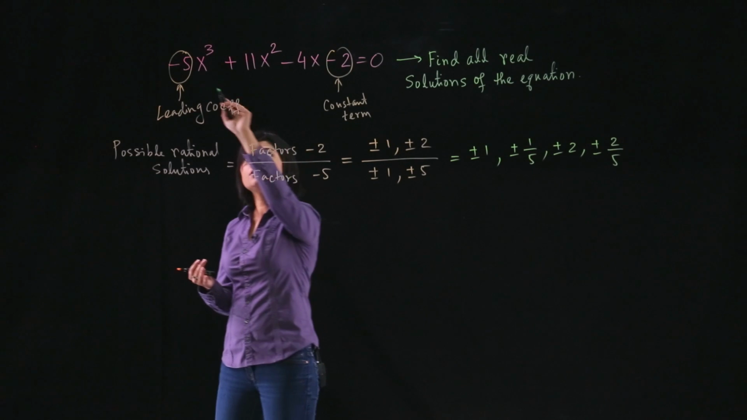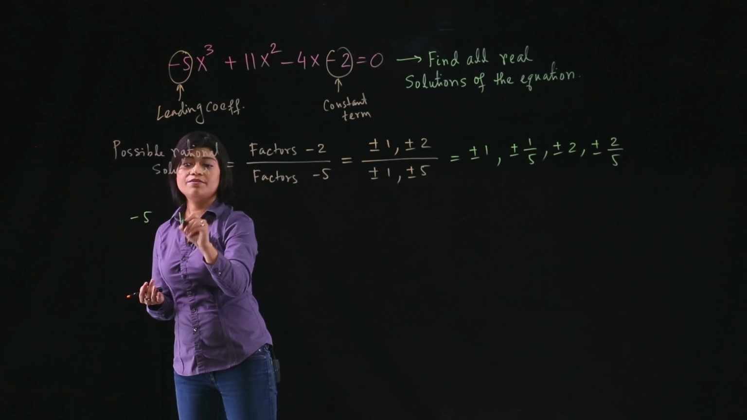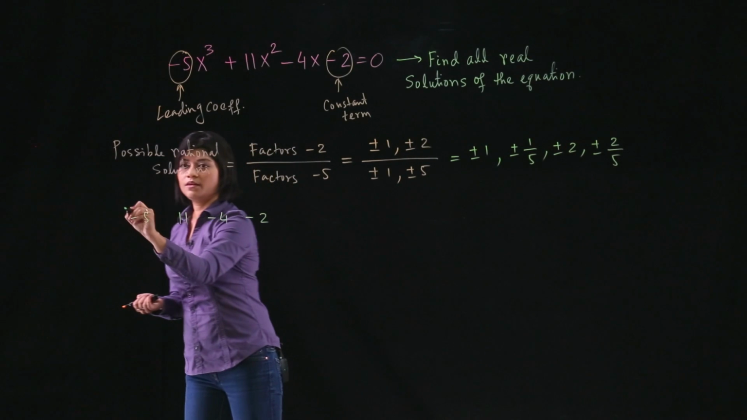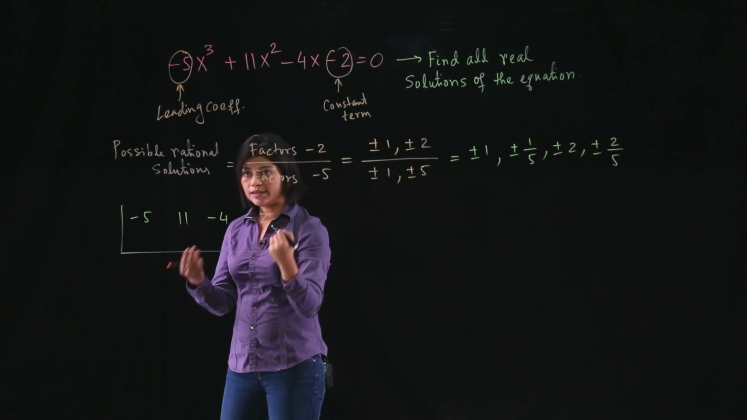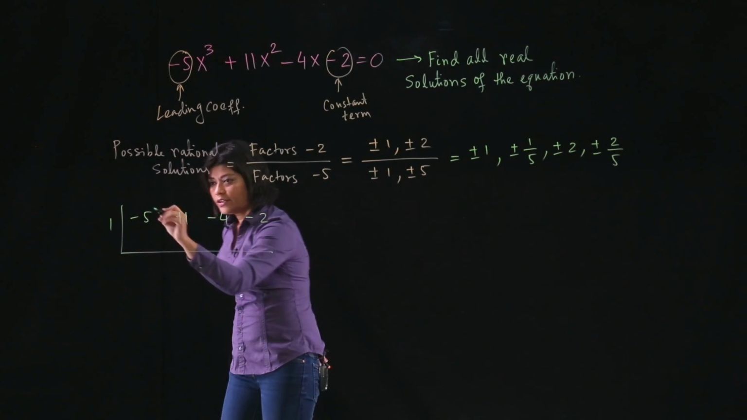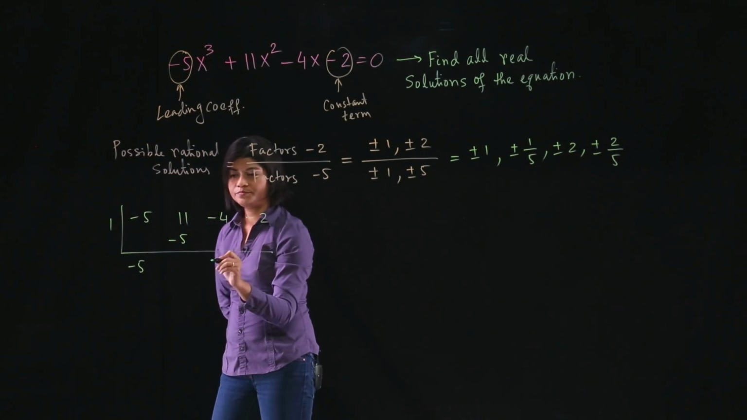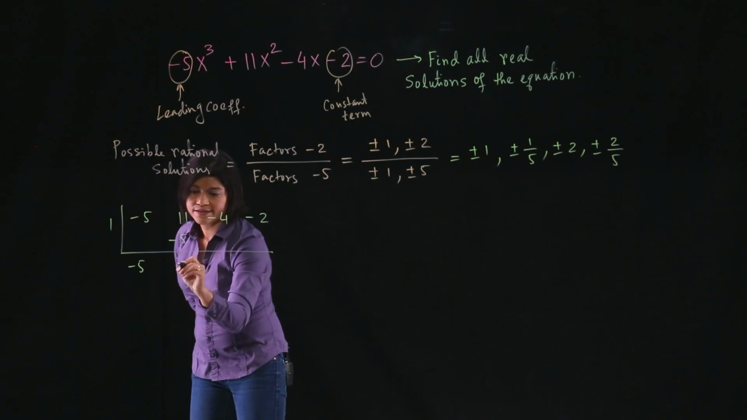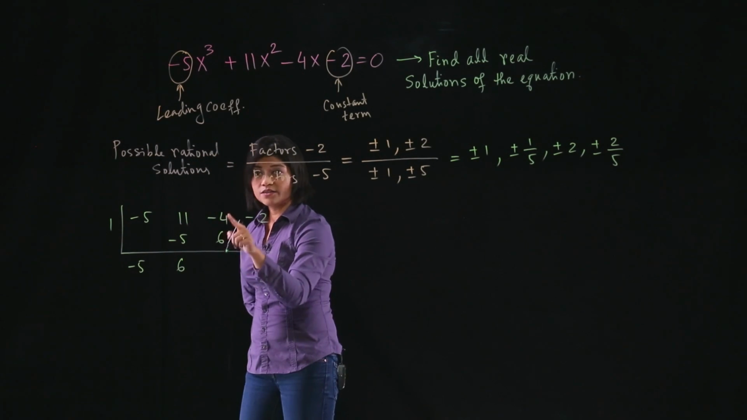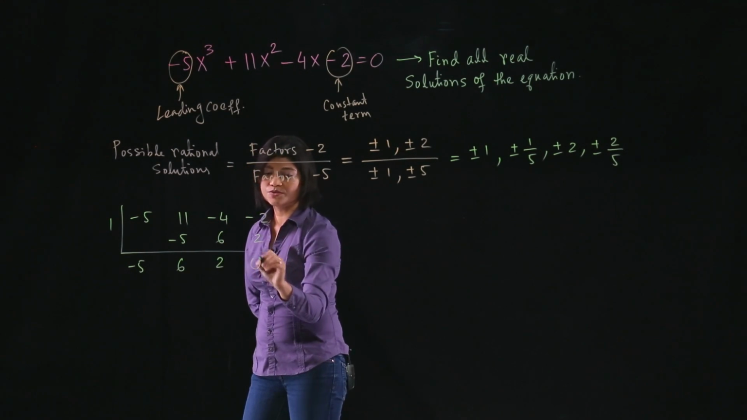Okay, so let's look at the expression here. We are doing synthetic division. So write down all the coefficients. We get -5, 11, -4, and -2. And let's check if 1 is a zero, which means if 1 is actually a solution. All right, bring down -5. 1 times -5 is -5. -5 plus 11, that's 6. 6 times 1, 6. 6 minus 4, that's +2. 2 times 1 is 2, and 2 minus 2 is 0.